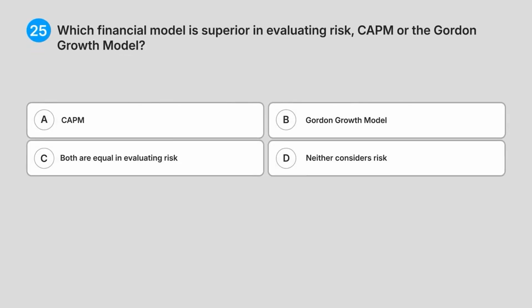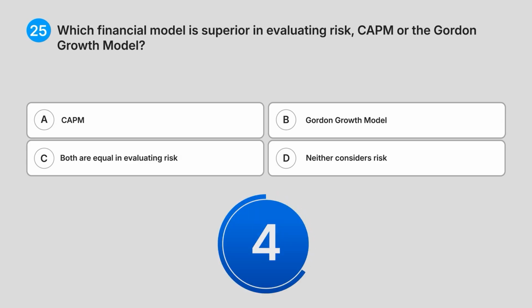25. Which financial model is superior in evaluating risk, CAPM or the Gordon growth model? A. CAPM. B. Gordon growth model. C. Both are equal in evaluating risk. D. Neither considers risk. What do you think is the answer?